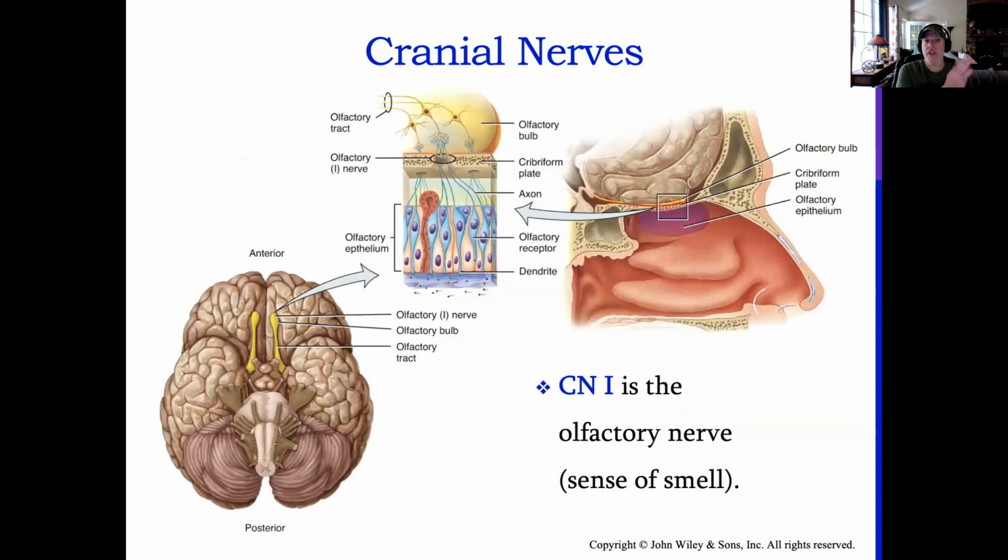So let's go through our cranial nerves. Cranial nerve 1 is the olfactory nerve, and that's the nerve we use for a sense of smell. The olfactory nerve is going to have an olfactory bulb, which is actually going to sit on the cribriform plate. So this goes all the way back to the skeletal system lab. So in lab, you would have learned where the crista galli was, and you would have learned about the cribriform plate as part of the ethmoid bone. And the cribriform plate had all these tiny little holes in it that we call olfactory foramen.